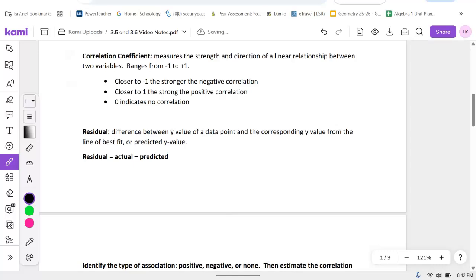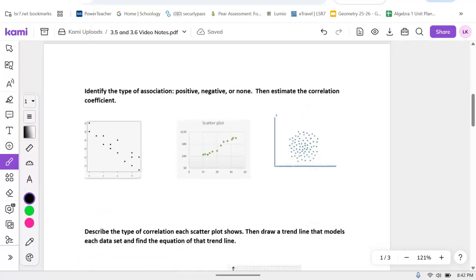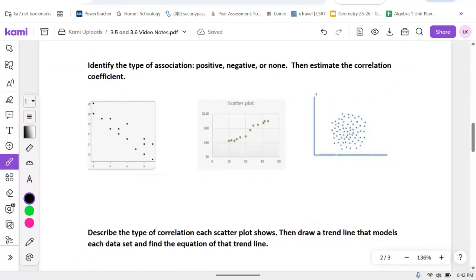Residual is the difference between the y value of a data point and the corresponding y value from the line of best fit, or predicted y value. Residual equals actual minus predicted. So the first thing we're going to do is just identify the type of association, positive, negative, or none, and then estimate the correlation coefficient.